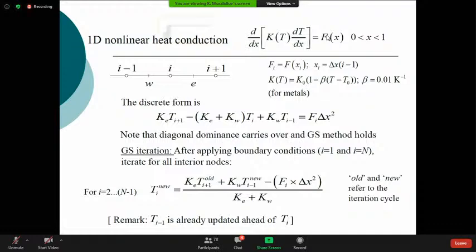Now, Gauss-Seidel will work here also. It does not depend on whether the matrix is linear or non-linear. It just needs a diagonally dominant system. So here we write Ti new equal to Ke Ti+1 old plus Kw Ti-1 new, divided by Ke plus Kw. Why new? Because by the time you have reached the ith node, i minus 1 has already been processed. So you have the latest information. And that latest information can go into Kw also. So this is a diagonally dominant system because you have Ke and Kw in the denominator. And then you can use the same Gauss-Seidel routine that you had for a linear problem, except that these coefficients have to be calculated inside the iteration loop.